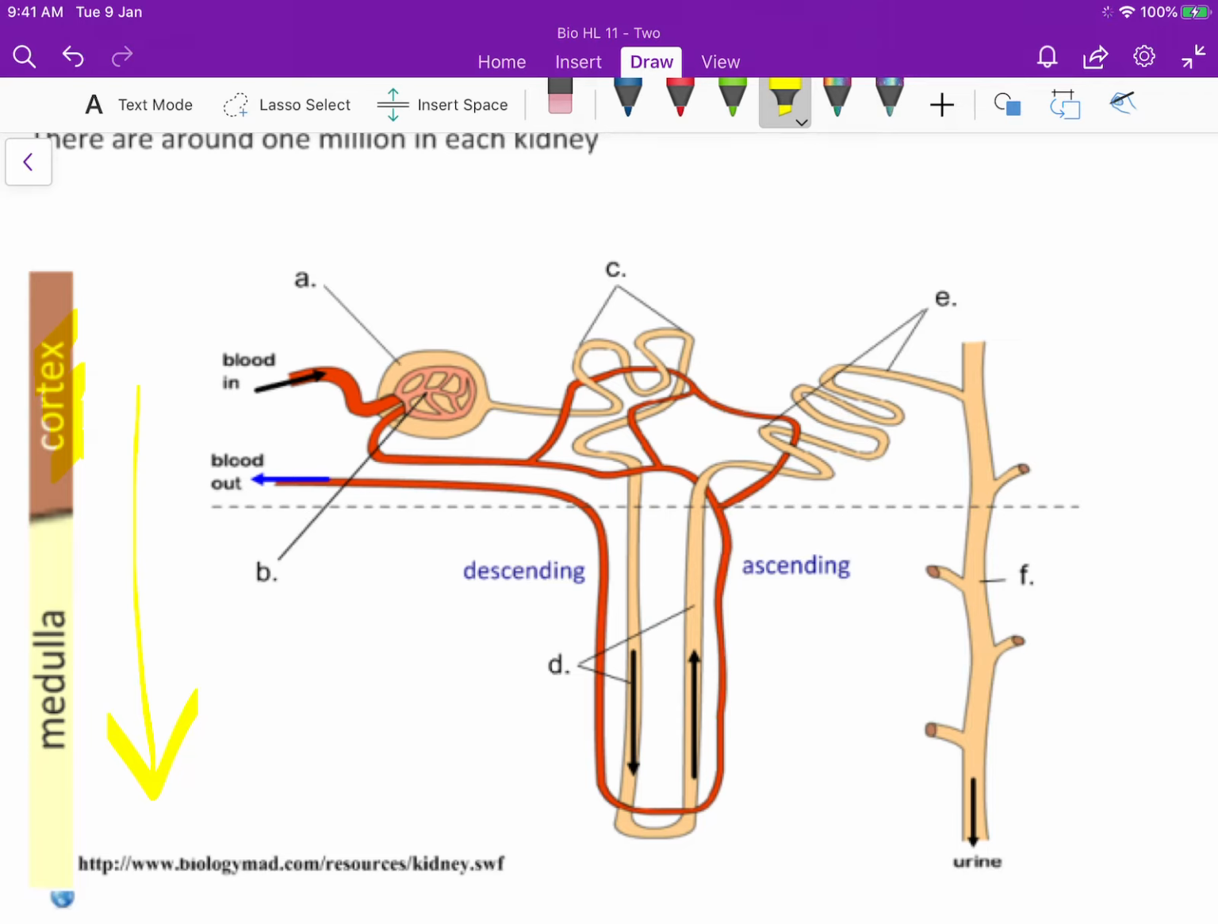So the whole nephron, if we just follow the path, includes this part. It does a wiggle, then goes down, back up, does a wiggle, and then down again. So it's a very convoluted path, and this is to give it plenty of time to do some of these active processes.